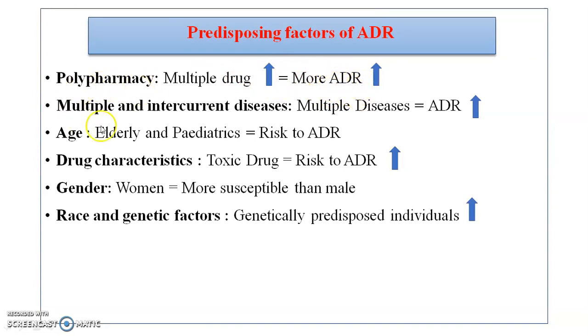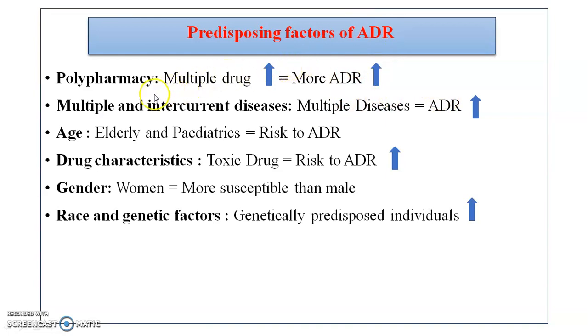The second one is multiple as well as intercurrent diseases. If the patient is suffering from multiple diseases, the patient will be prescribed multiple or different drugs by the physician. Because of multiple conditions come multiple drugs, and because of multiple drugs, there is an increased chance of adverse drug reactions.